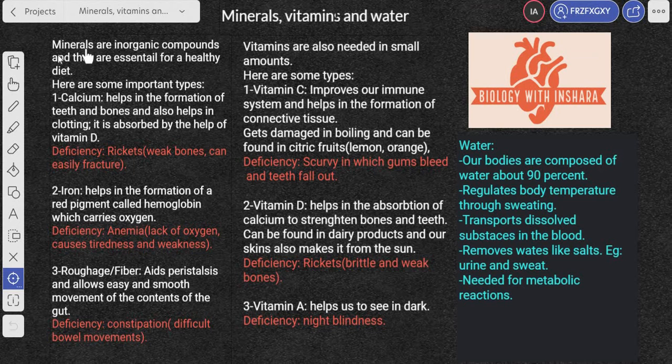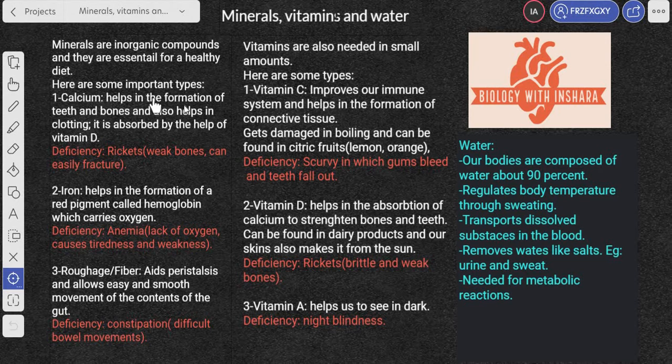Okay, so minerals, if you just follow the pointer here, my hand here, minerals are inorganic compounds and they are essential for a healthy diet. Now minerals are inorganic, which means they don't directly give you energy, but they are important and needed for a healthy diet, as if you don't get minerals in your diet, then you can face some health issues, as it is a nutrient that is needed. Now there are some important nutrients that are considered important to be learned for your O-levels biology 5090, right? Starting with the first one, calcium, which is a mineral.